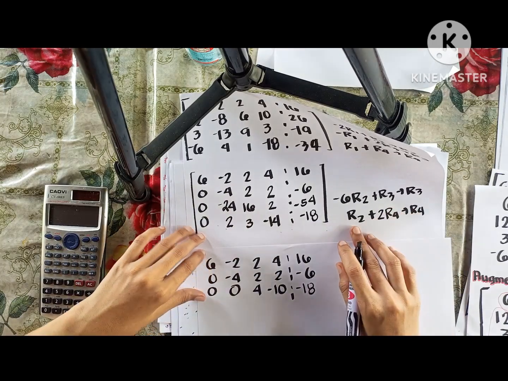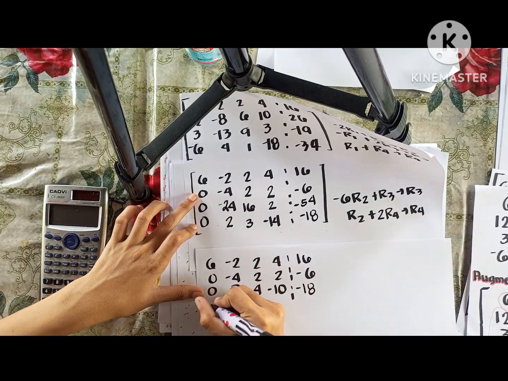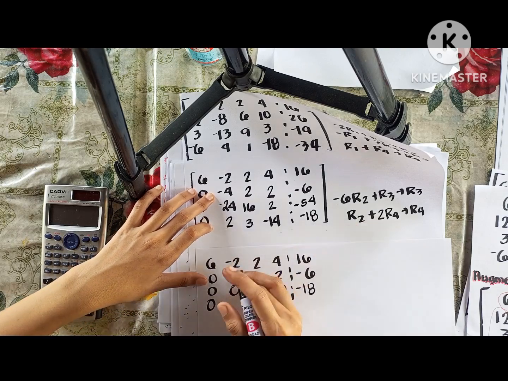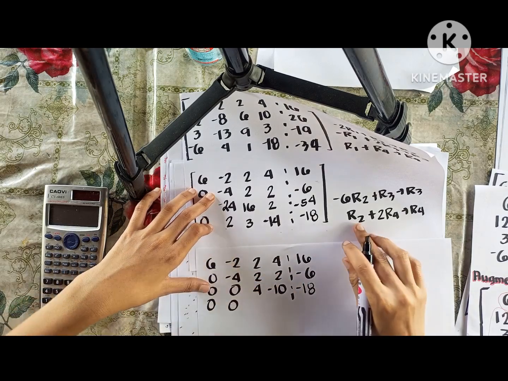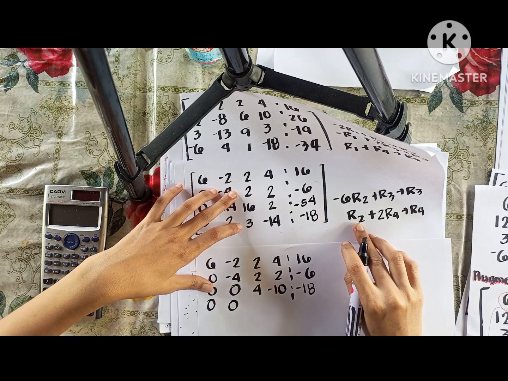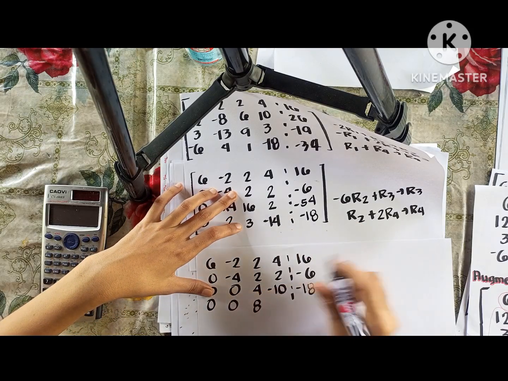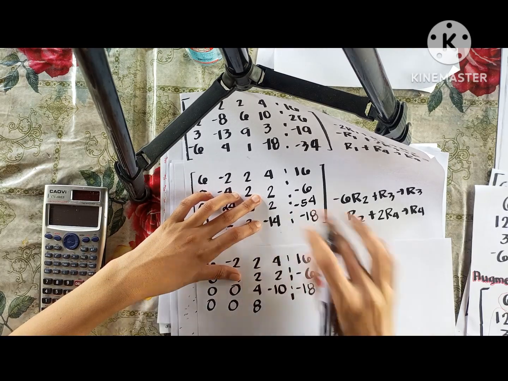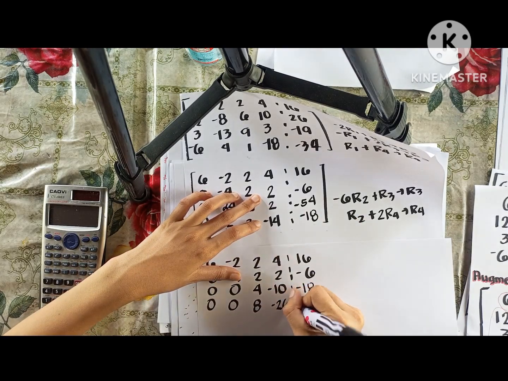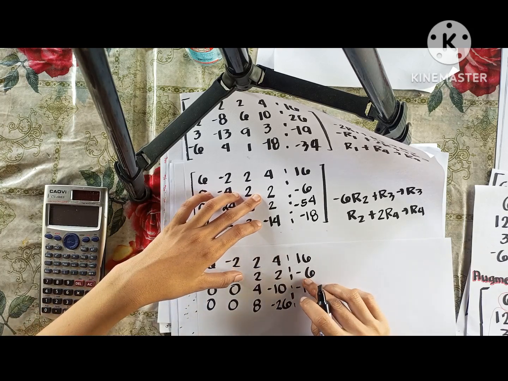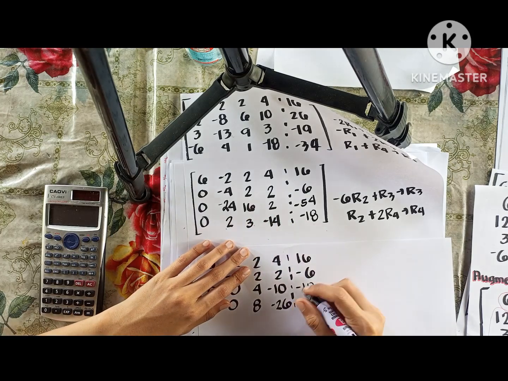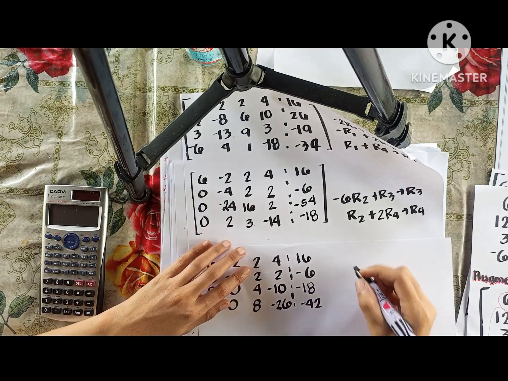And for our row 4, R2 plus 2R4 is 0. R2, which is negative 4, plus 2 times 2 is 4, so negative 4 plus 4 is 0. Next, R2, which is 2, plus 2 times 3, that is 6, so we have here 8. And R2, which is 2, plus 2 times negative 14, that is negative 28, so we have here negative 26. And R2, negative 6, plus 2 times negative 18, so we have here negative 42.